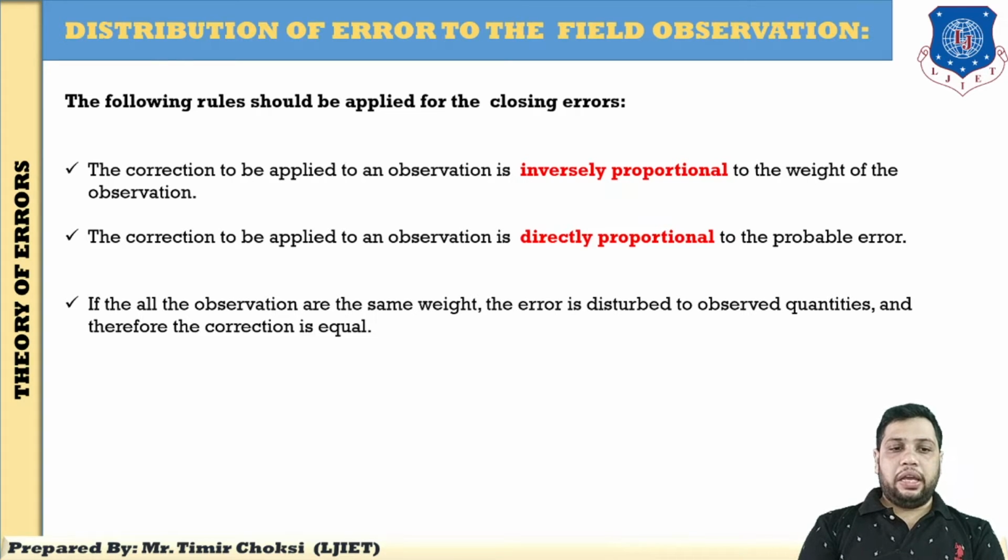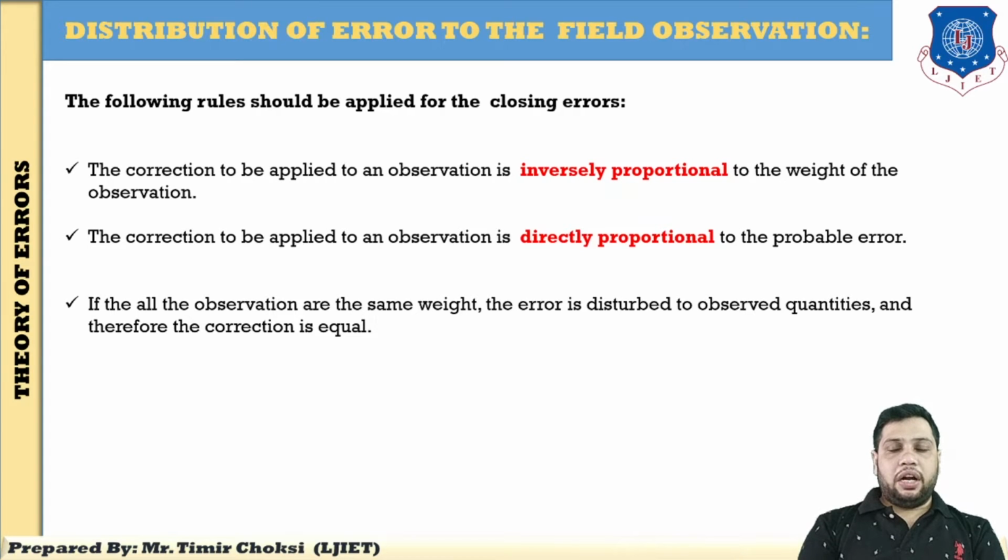And the third rule is, if all the observations are of the same weight, the error is distributed equally to the observed quantities and therefore the correction is equal. So the third rule is easy. If all the observations are of the same weight, it means equal weight, so the error is distributed to the observed quantities and therefore the correction is equal.